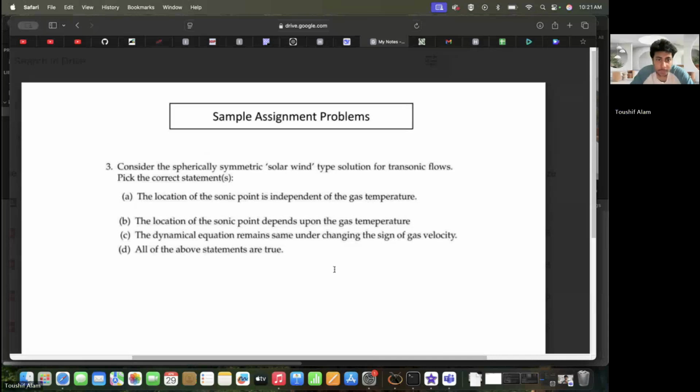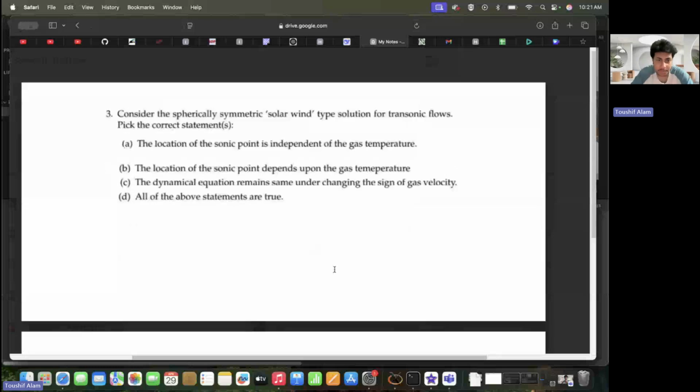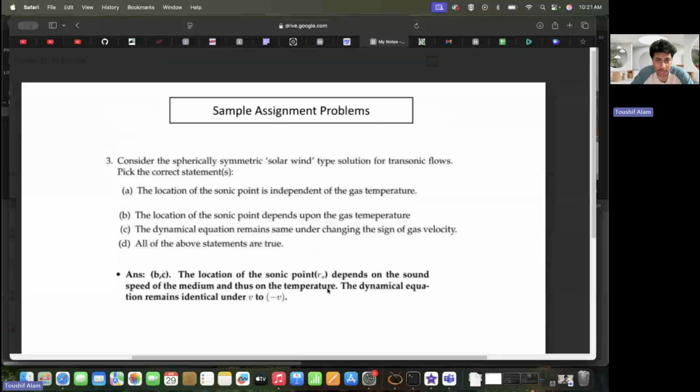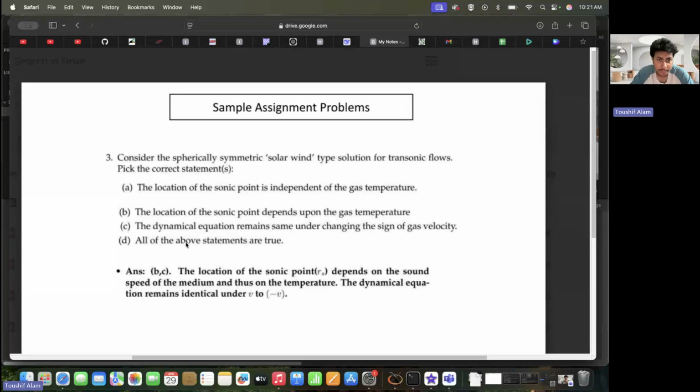So option B: the location of the sonic point r_h depends on the sound speed of the medium and thus on the temperature. It depends on the gas temperature. The dynamical equation remains identical under v to minus v. So options B and C are correct. Location of the sonic point independent of gas temperature is contradictory to B. This is wrong.